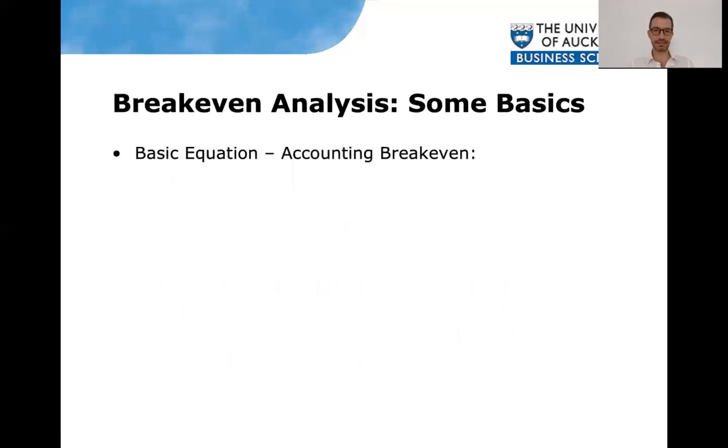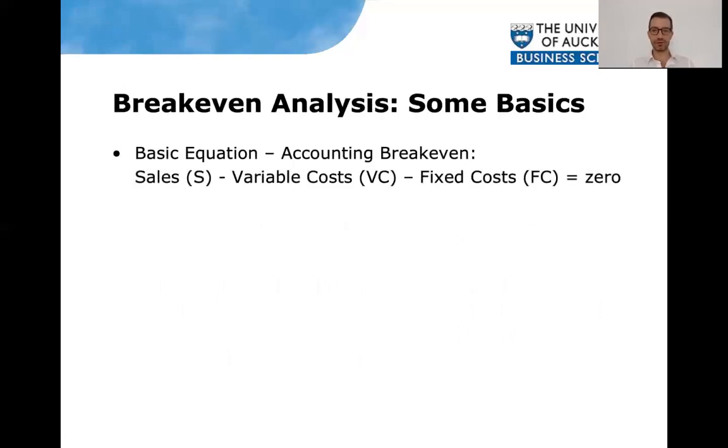So some basics. The basic equation for the accounting break-even, which means that you have 0 profit. And remember, since you have 0 profit, there is no difference between before and after tax, because you only pay taxes on your profits. So if you have 0 profits, you also have 0 taxes. So for the accounting break-even, you need to find at what volume your sales minus your variable cost minus your fixed cost equals 0.